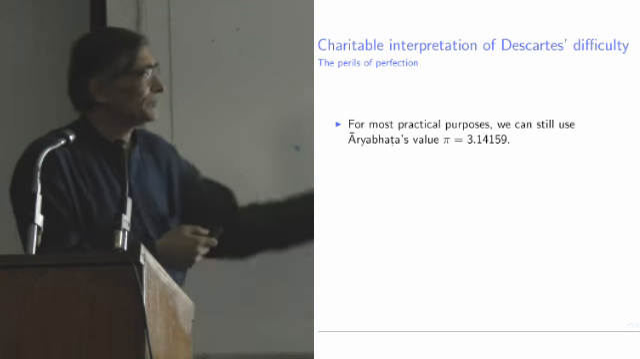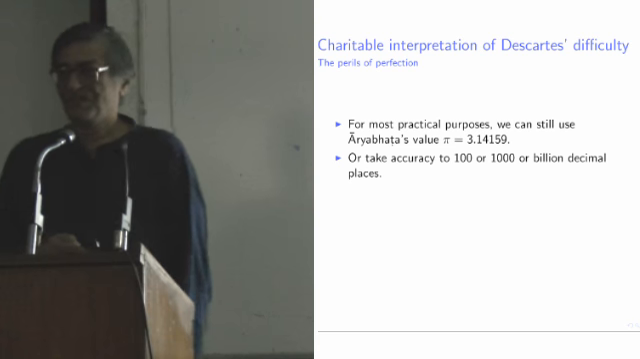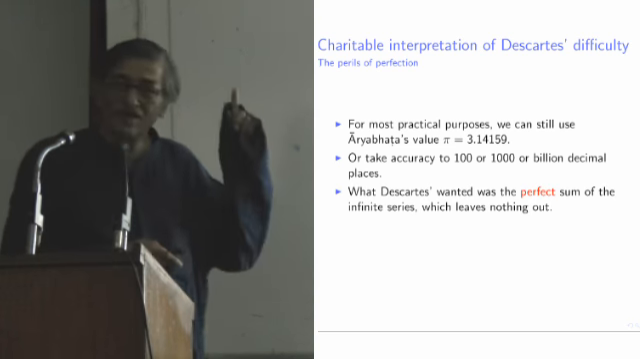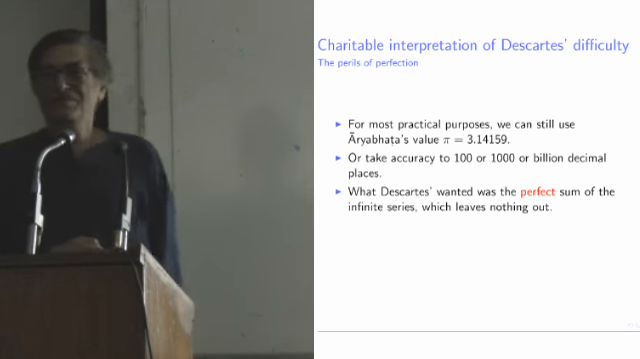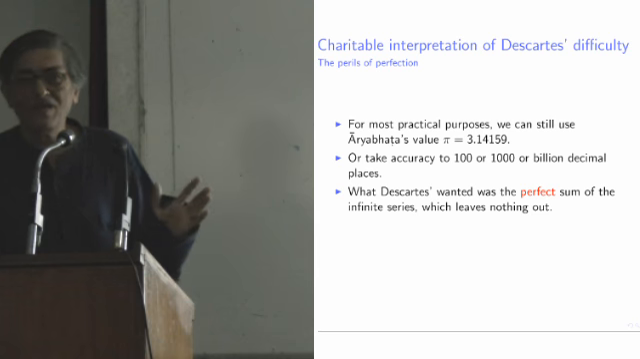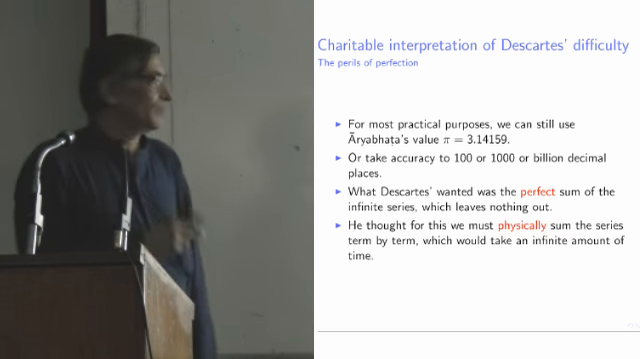So for practical purposes, you can use this. If you don't like it, you can go to a billion decimal places or whatever precision you want. You can't have perfection. Something will be left out. Some very tiny thing about which you don't care, which has no practical consequences, but it will never be left out completely. So that's the problem.